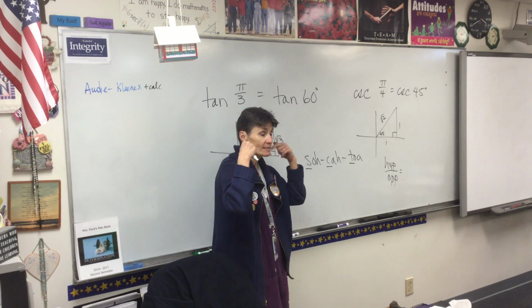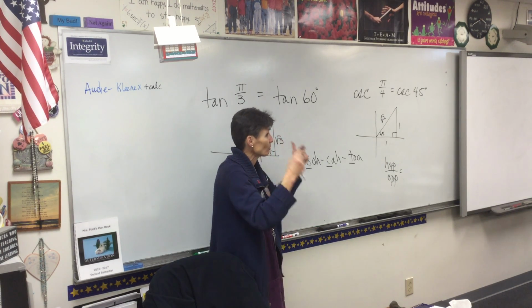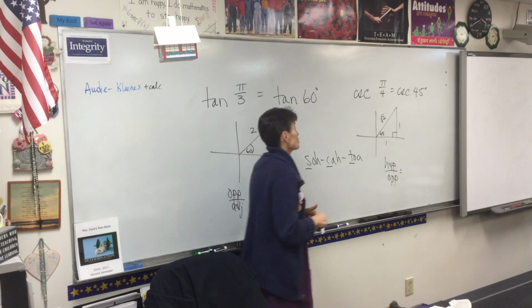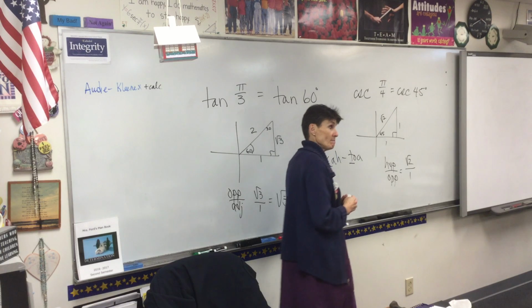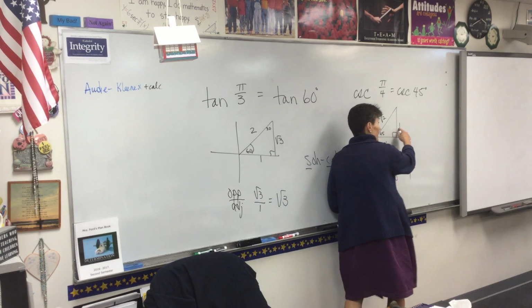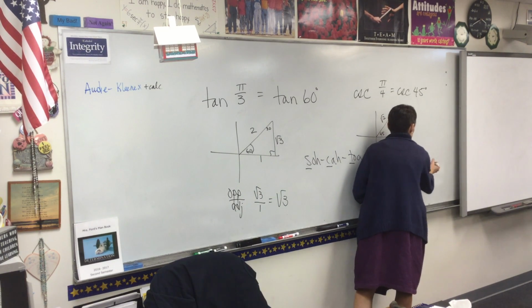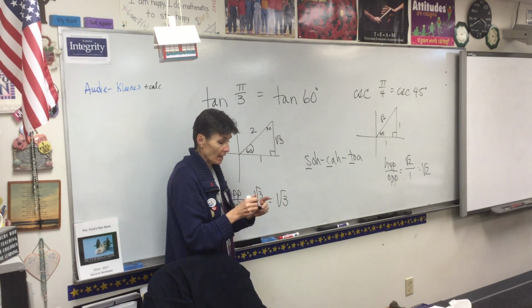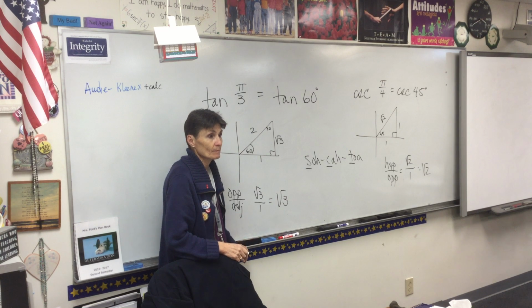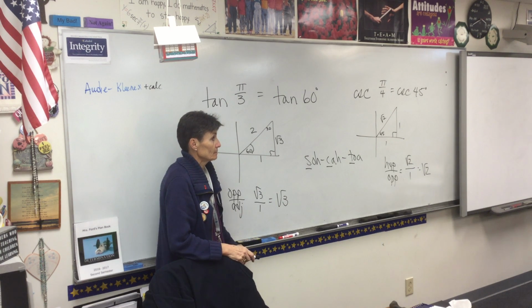Follow that thought process. That's what your brain has to be running through when you do this problem. So the hypotenuse is root 2, and the opposite side is 1. This is the opposite side. So the answer is just root 2. How do we feel about that, okay? You okay with that? Yes.